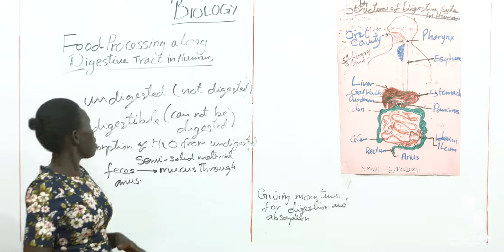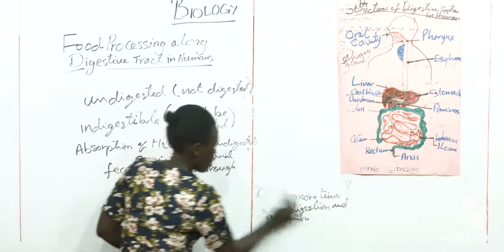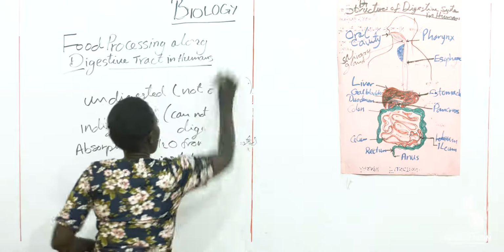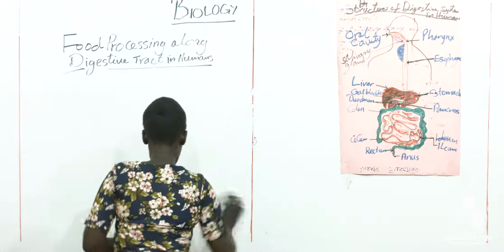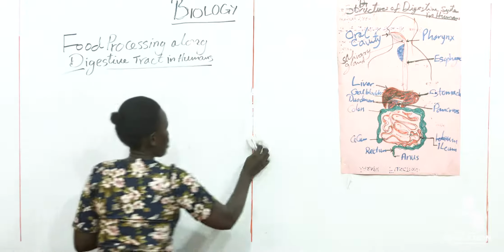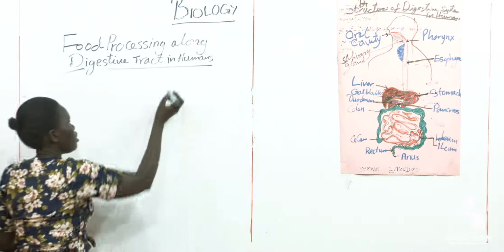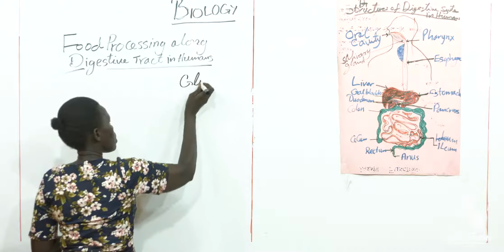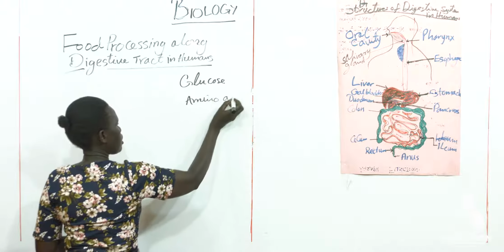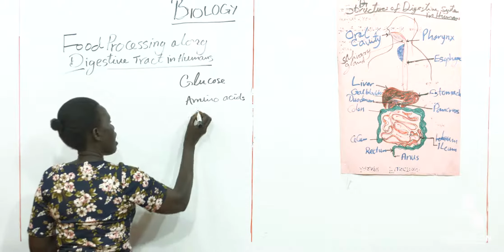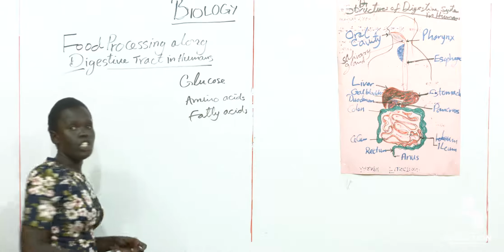Up to here, the absorption has taken place. All the nutrients are absorbed and they are in the blood. Now we want to see how they are utilized. After absorption, these nutrients: glucose, amino acid, and fatty acid. These are all the nutrients.